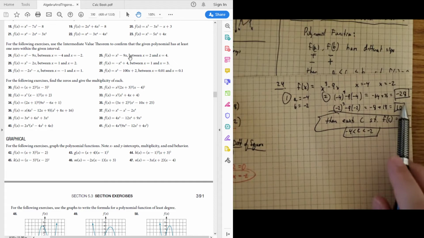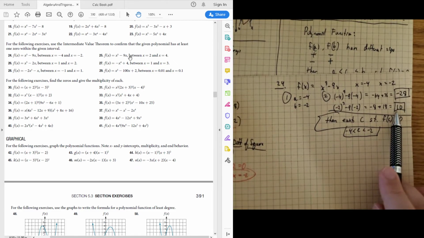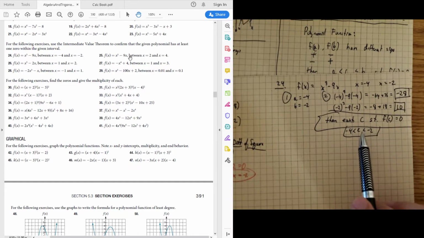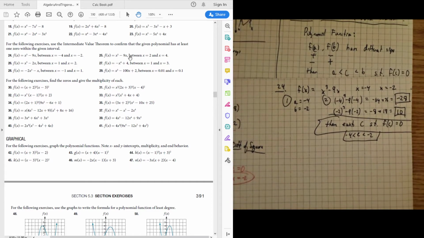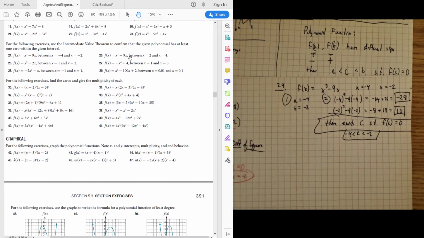These two are actually your work. We've got f of a, we've got f of b. That's my work. My answer is this piece. There has to be a c between the two where f of c equals 0. That doesn't feel good if you're like most algebra students, because we're used to getting an answer. We're used to being like, c equals 5. Whatever. We're used to getting a number. And in this case, we don't get a number.